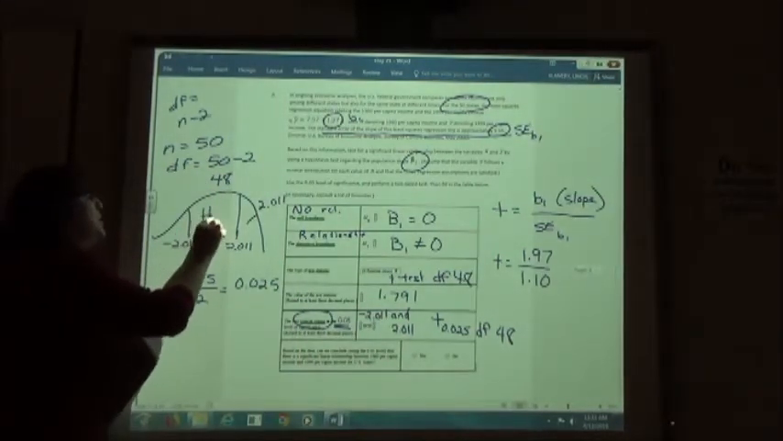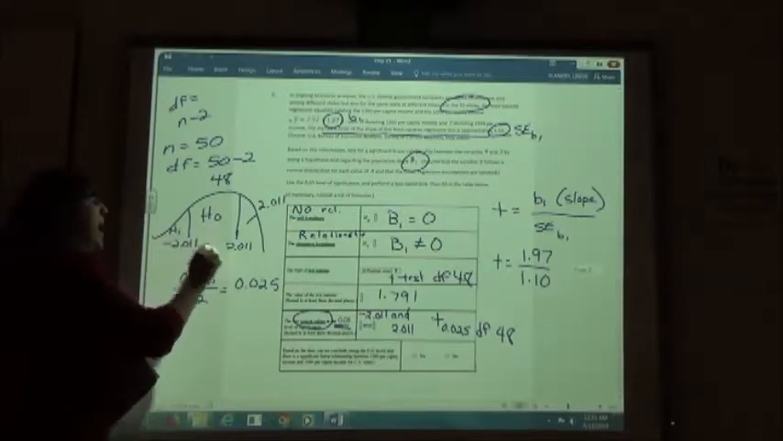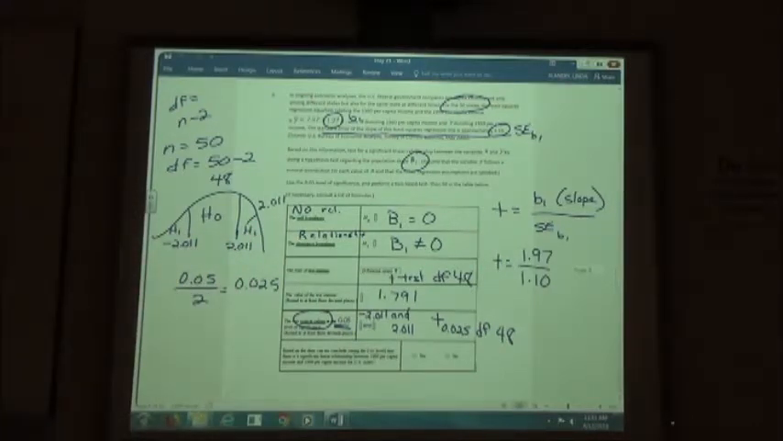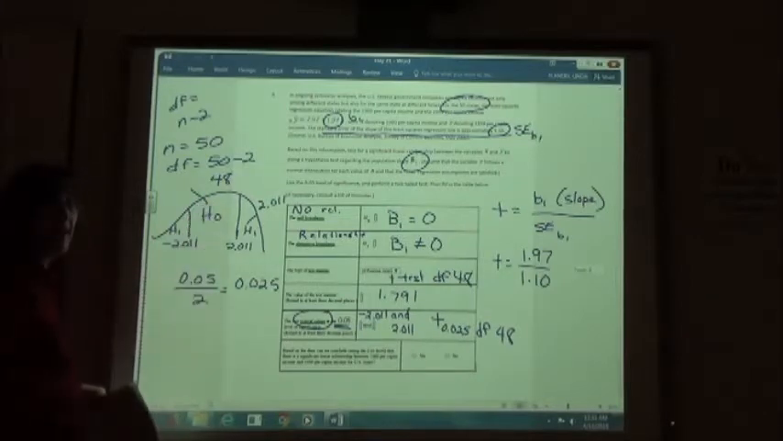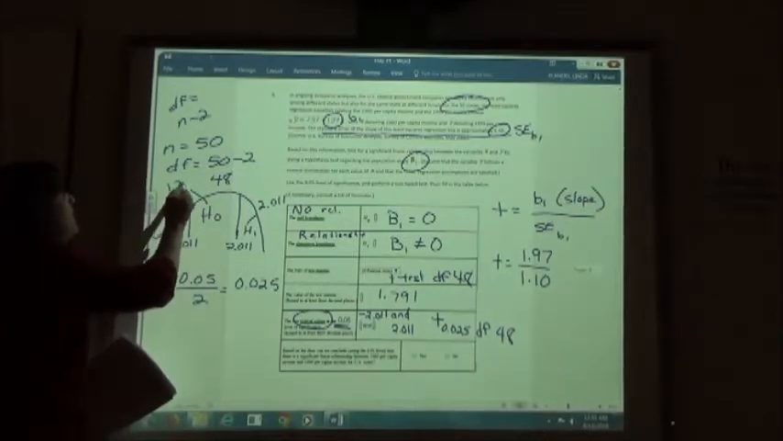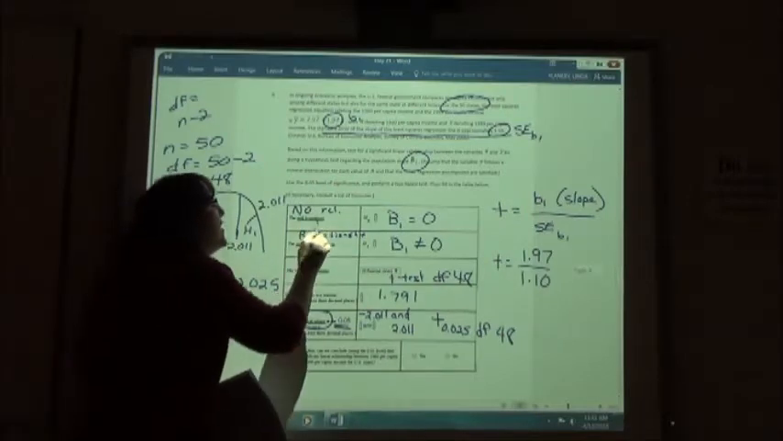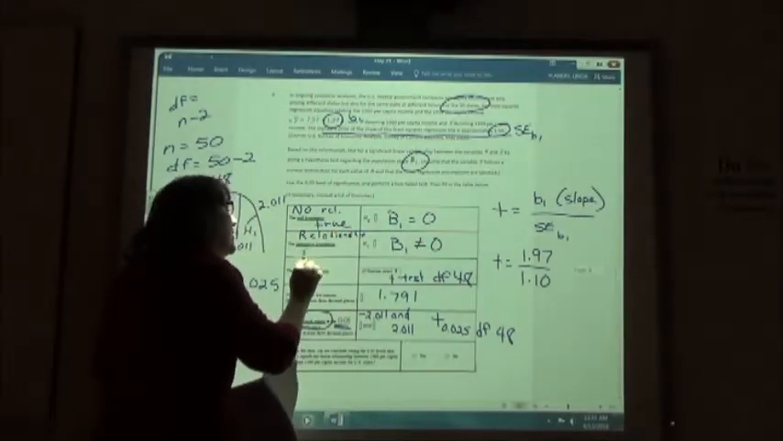The middle section is the null. The two end sections would be the alternative. We want to figure out where that number would be. Is it in one of the ends or is it in the middle? Well, 1.791 would fall in the middle section, right? 1.791 is between these two values. Since 1.791 is between those two values, in the middle section, this is my true statement.